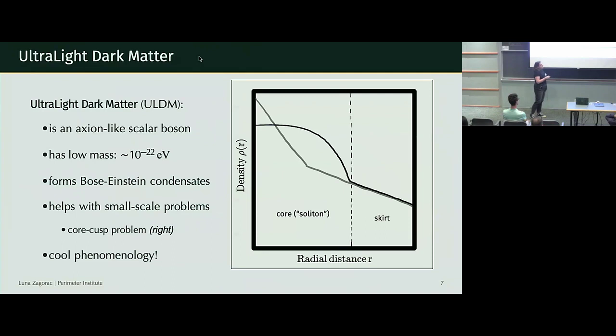I call this the skirt of the ULDM or fuzzy dark matter halo. And then in the center, we have this core. This is the Bose-Einstein condensate that we really like. This is also referred to sometimes as a soliton. And so that's where the popularity in solving the small scale crisis comes from.